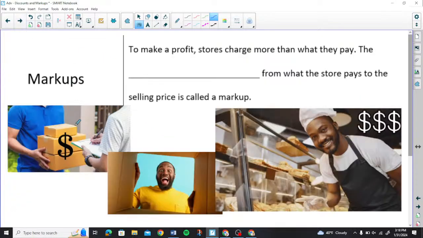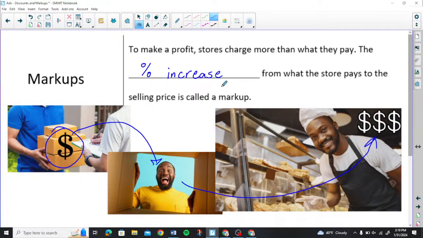On the other hand, we have markups. A markup is what happens when you buy something, or a store buys something from a supplier. They then open it up, realize we can turn this into more money by improving those items that we just bought. So, to make a profit, stores charge more than what they pay. The percent increase from what the store pays to the selling price is called a markup.